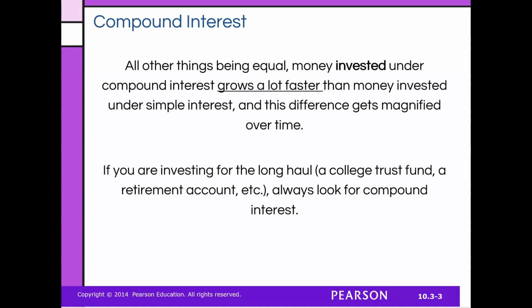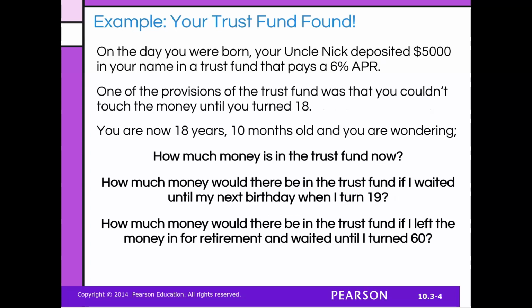So all other things being equal, money invested under compound interest just grows a lot faster than simple interest because everything's getting magnified over time. So if you're investing for the long haul, like a college trust fund or retirement account, you really want to be looking at compound interest.